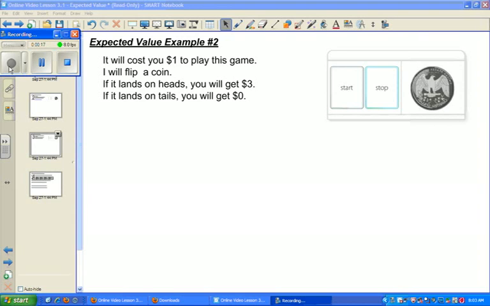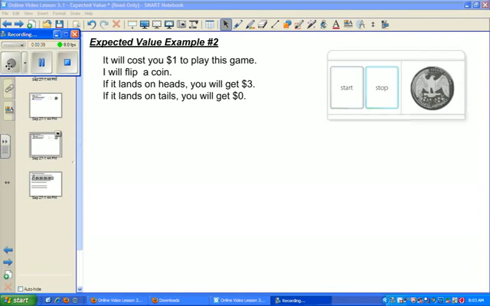So in this problem, I have a coin, and I've created a game for you to play. Now if you'd like to play the game, it will cost you $1, so you'd have to pay me $1 to play this game. And what will happen is I'll flip the coin. If it lands on heads, I will give you $3. And if it lands on tails, you lose. You don't get anything from me.